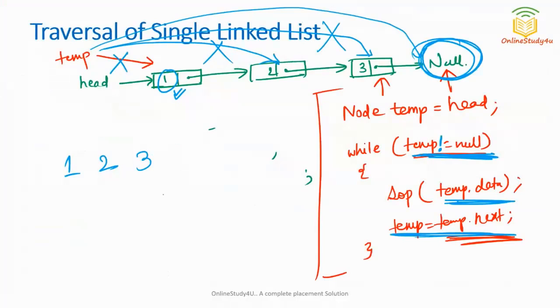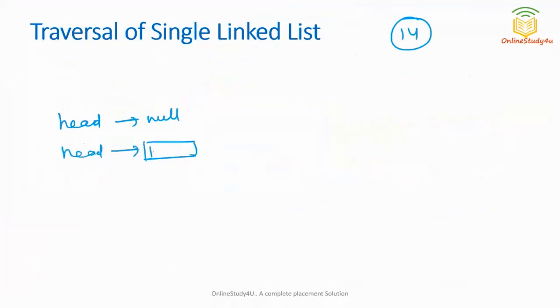So how have we inserted? Let me erase all things. First we have inserted 14 at the front. So this is our head, initially pointing to null. We are inserting 14 here. Then how is it pointing? The head is pointing to 14, and this node is pointing to null.